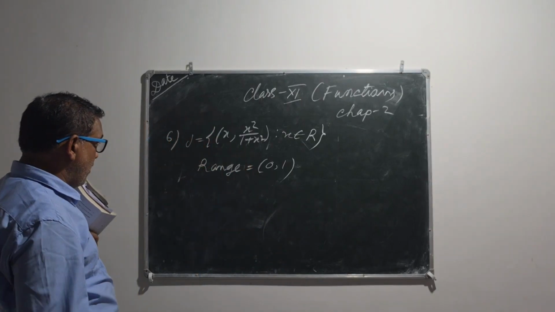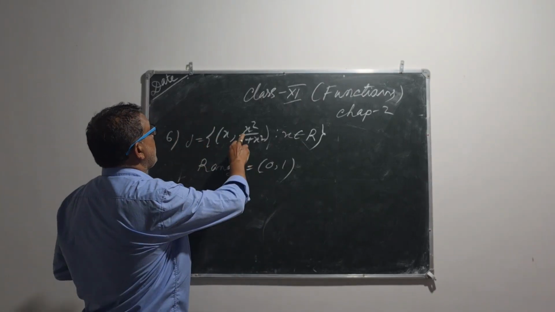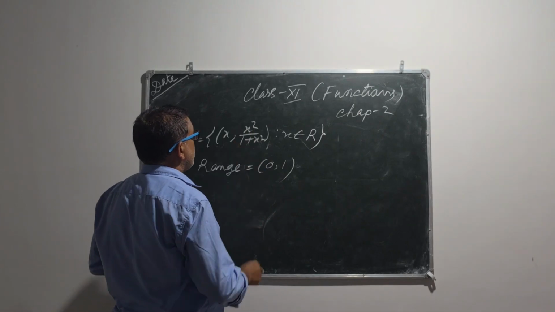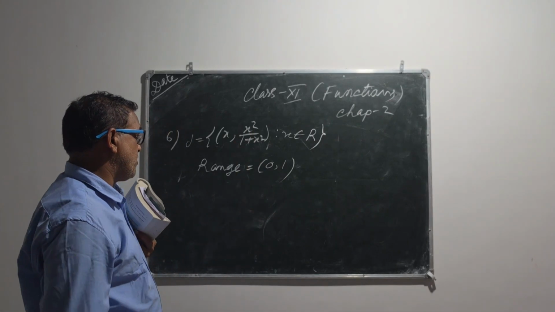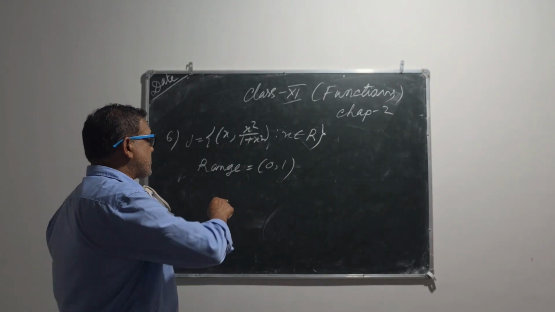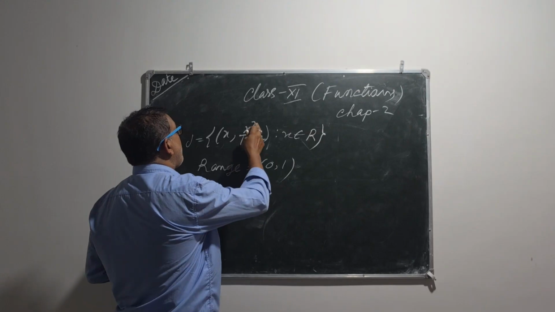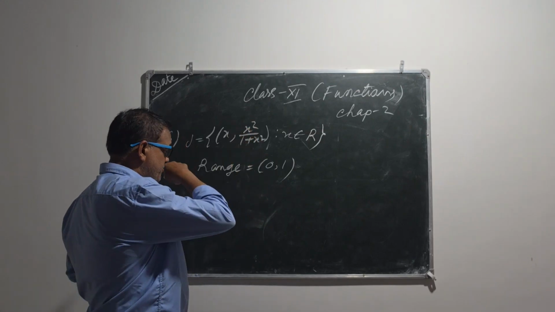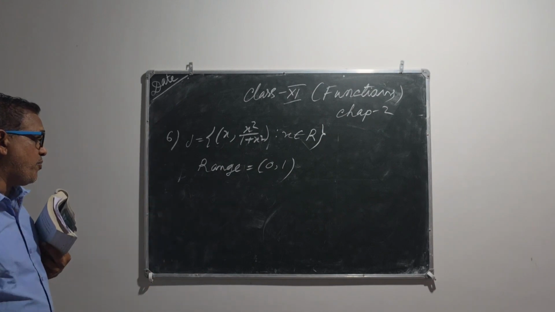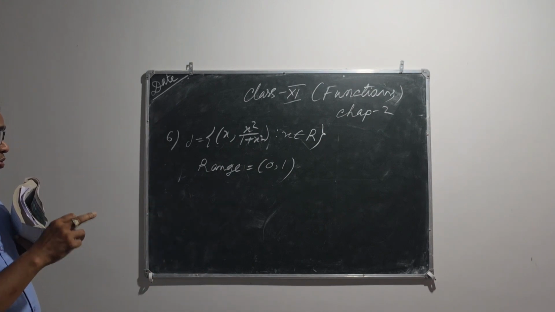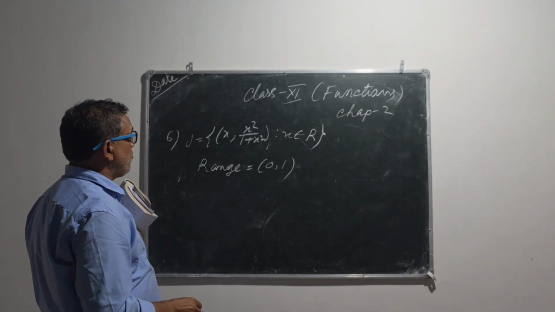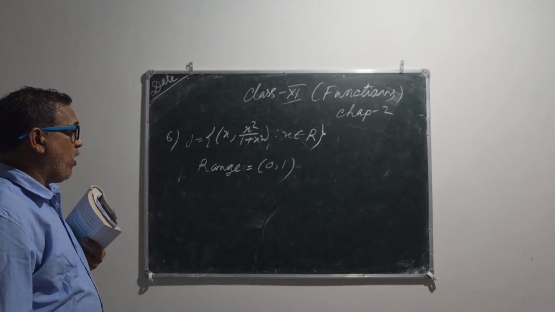Means for any real value of x, if we substitute it, since x squared is always positive, whatever the value of x, either positive or negative, x squared will always be positive. The first component is the domain, the second component is the codomain. So the value of the codomain component will always be between 0 and 1. That is why you can say the range will be 0 to 1.